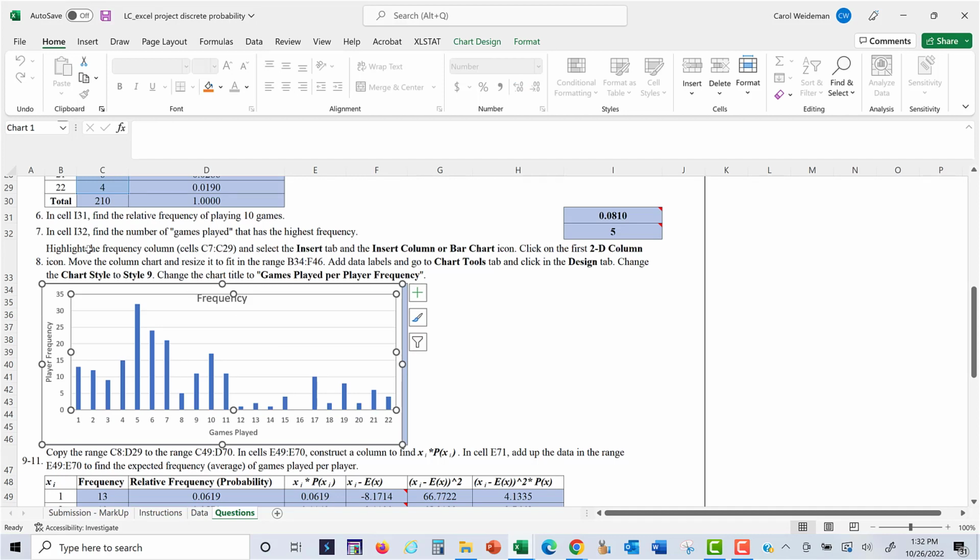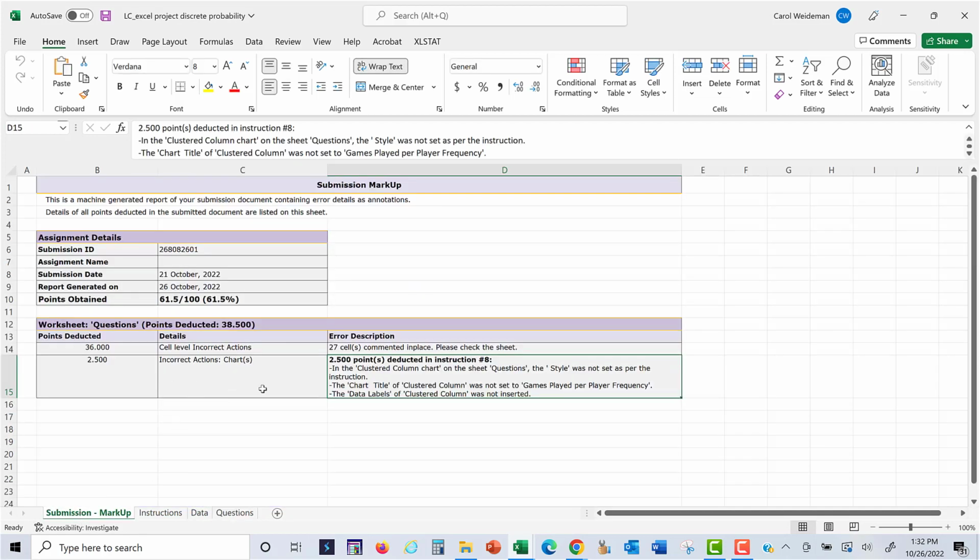You want to take a look and see here. Let's see, it's a number of games. Here we go. So you'd have to take a look here and then look at what was marked wrong, and it'll tell you. You didn't lose that many points on there. 2.5 points. The style wasn't set as it was explained, and the clustered column wasn't set to this, and the data labels were not inserted. So that's where you lost points on that particular one.